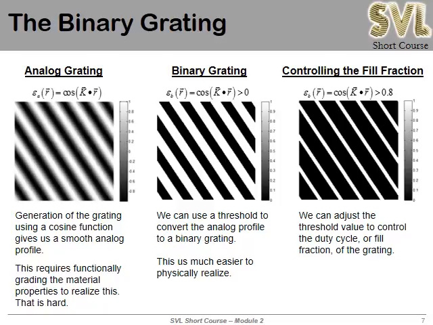Further, by controlling the value of this threshold, we can set the fill fraction. So on the right-hand side, we set our threshold to a value of 0.8, and we have fat black lines. I'm not showing it here, but had we used a value of, let's say, negative 0.8, it would look inverted. We'd have skinny black lines and thick white lines. So by controlling that threshold, we control the fill fraction.